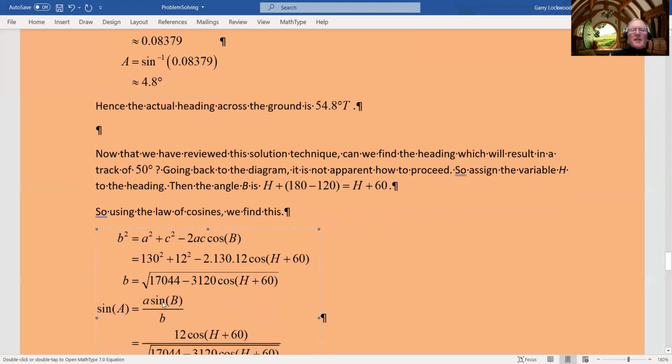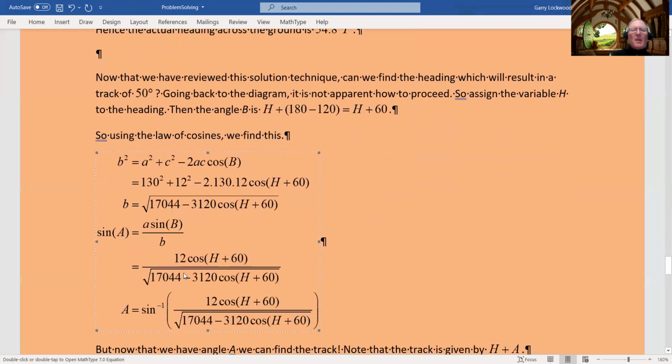The sine of A is a sine B on b, and that is 12 sine of H plus 60 on the square root of this. And so A is the inverse sine of this. Where on earth is this going? Still not clear on how to proceed, but we at least have a formula for the angle A. And it's highly nonlinear, you'll notice, very highly nonlinear.